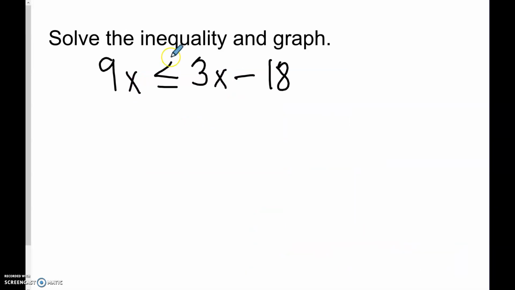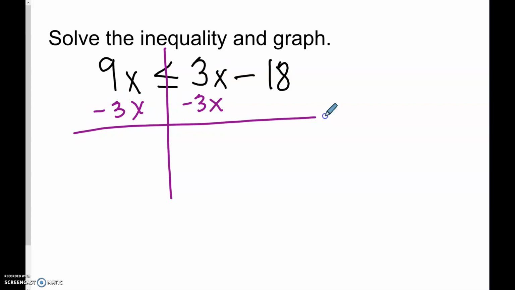All right. So we've got variables again. This time they are on opposite sides of that inequality sign. So I'm going to move the smaller one. So I'm going to subtract 3x. 9 minus 3 is going to give me 6x. Subtracting does not flip your sign.